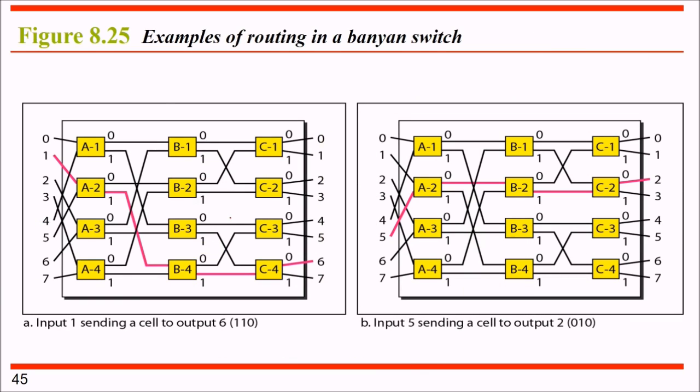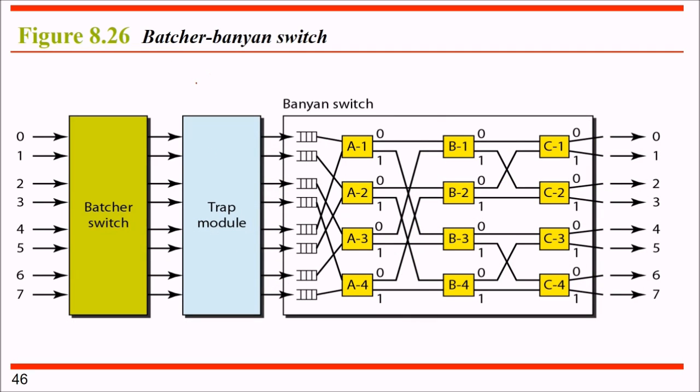So this is input 1 sending a cell to output 6. You know what 6 is? 0 1 1... 6. And here input 5 is sending what? 0 1 0, that is 2. This is an example of routing in a Banyan switch. This is a Batcher Banyan switch. Along with the Banyan switch, we have a Batcher sorter and a trap module, which makes a Batcher Banyan switch.